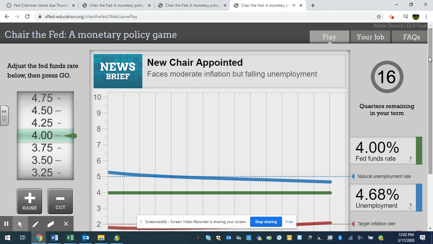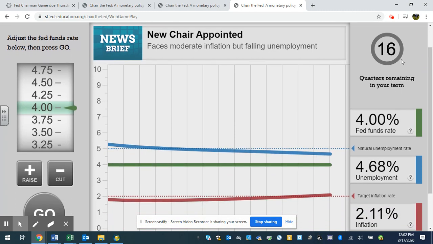So here's the story. You are the Fed chair and you get 16 quarters. So you have 16 opportunities to raise or lower interest rates. And your goal, you might notice you've got this solid red line right here. This solid red line represents what inflation actually is at the moment. The goal is to have it be as close to the dotted red line as possible. We're pretty close there, but you can also see that the trend is it's going up.